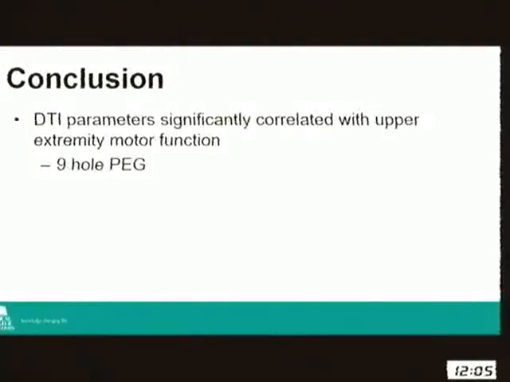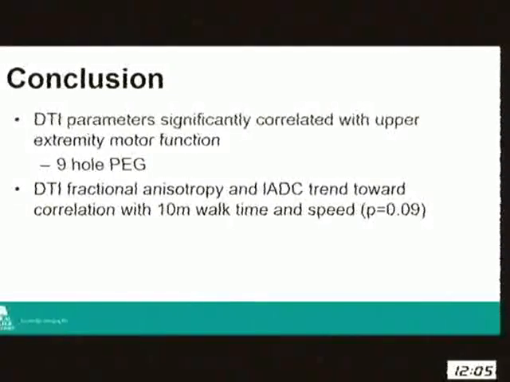So our conclusion from this is that in this small study, DTI parameters do significantly correlate with upper extremity motor function as measured by the 9-hole peg test, and that fractional anisotropy and longitudinal ADC trend towards correlation with the 10-meter walk time and speed. And our hope is to do this with more patients over a longer period of time.